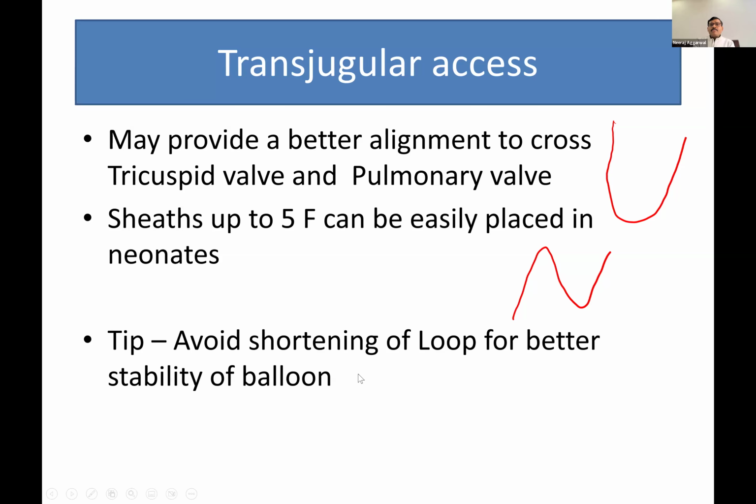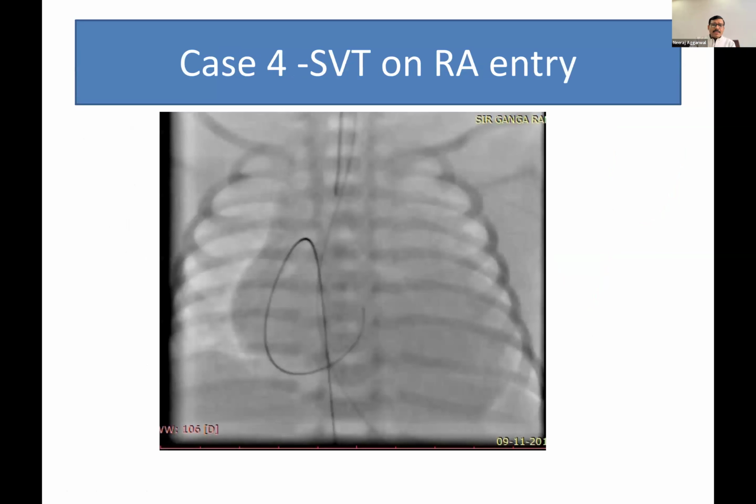Also, while doing balloon in the transjugular route, the loop is important. Shortening of the loop can lead to instability of the balloon, and the balloon can pull back. This whole system can come back, including the wire. So how to avoid shortening of the loop? I will give you some examples, and then we'll see.